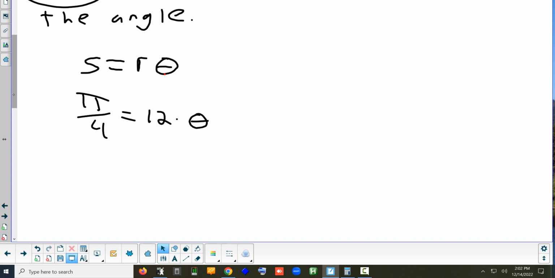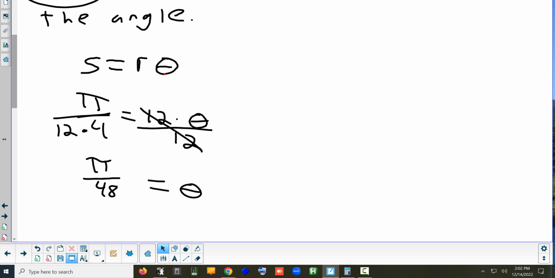Sam, how am I going to get theta by itself and get this 12 on the other side? You can divide each side by 12. Yep. And dividing this side by 12 is the same as putting a times 12 in the bottom of the other side. 12 is gone. And Abigail, what do I get for an angle? It's going to be a fraction. Pi over 48.